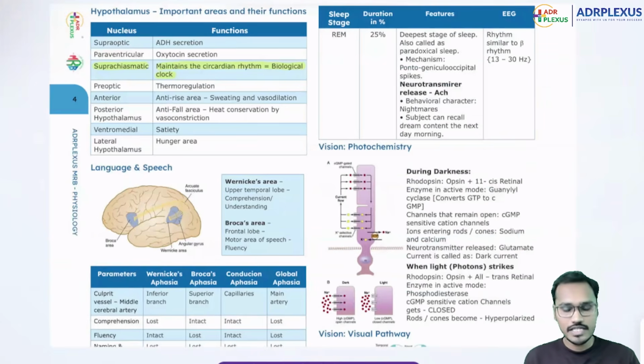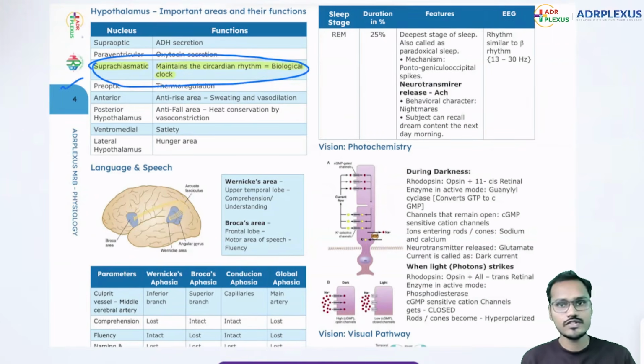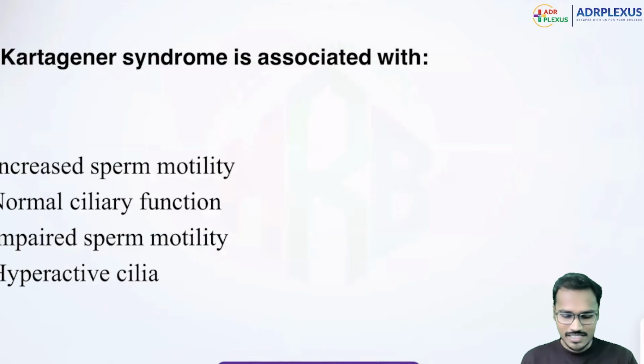The suprachiasmatic nucleus maintains the circadian rhythm. So this is directly from the workbook, around page number 4 of physiology. It was a very simple, straightforward question. Hypothalamus nuclei, suprachiasmatic nuclei maintains the circadian rhythm. So let's go to the next question. We'll keep the discussion very brief.